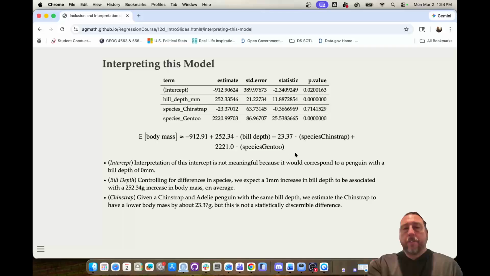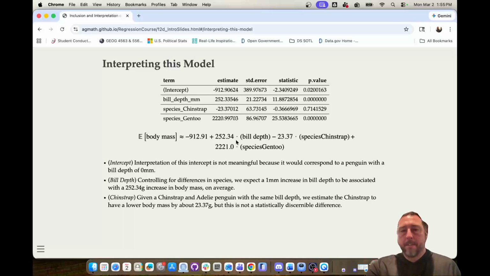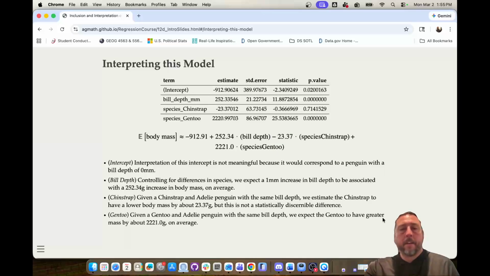When we look at the chin strap coefficient here, we can say that given a chin strap and an Adelie penguin with the same bill depth, so this value has to be the same, we would expect the chin strap penguin to be slightly less massive. It'll be lighter by 23.37 grams. This, though, is not statistically discernible, and so it may actually be the case that they have the same mass, or even the case that the chin strap is larger or more massive than the Adelie.